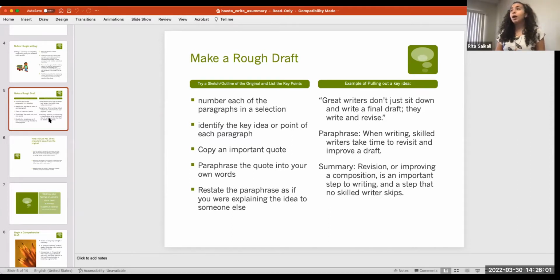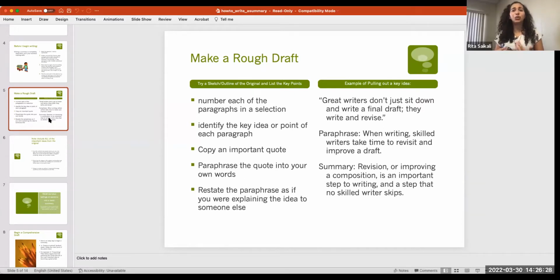All right, so copy an important quote. Or in your case, you don't have a lot of time on the test, so maybe just highlight it, right? Paraphrase the quote into your own words. What do you think that quote is saying, and why do you think it's important enough for the author to have put it in the text? And restate the paraphrase as if you're explaining the idea to someone, right?